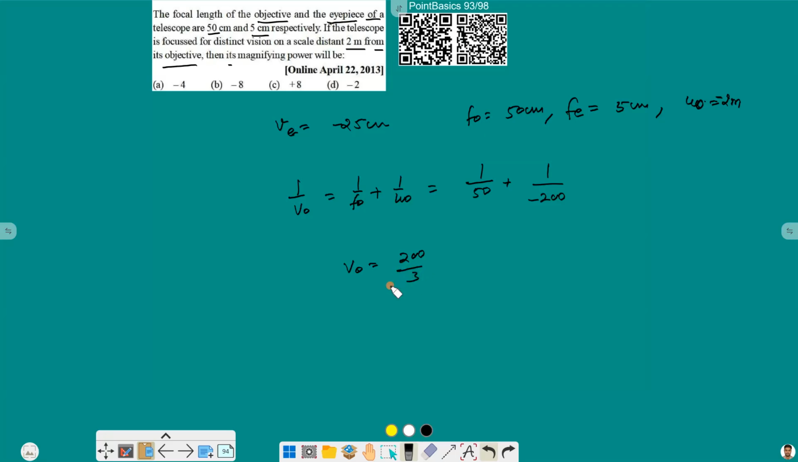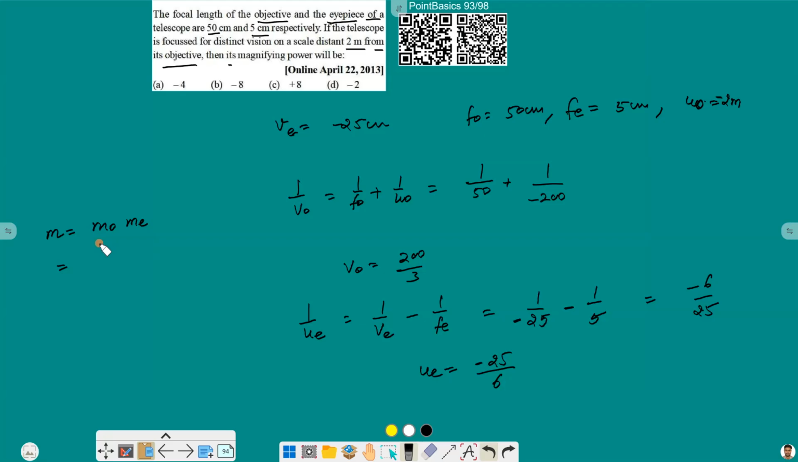Now, using the same lens formula for the eyepiece, we can write that 1 by U of E is equal to 1 by V of E minus 1 by F of E. This will be equal to 1 by negative 25 minus 1 by 5, and this is negative already. So from this we will get minus 6 by 25. So U of E becomes negative 25 by 6. Now the magnifying power will be the magnification due to the objective into the magnification due to the eyepiece.